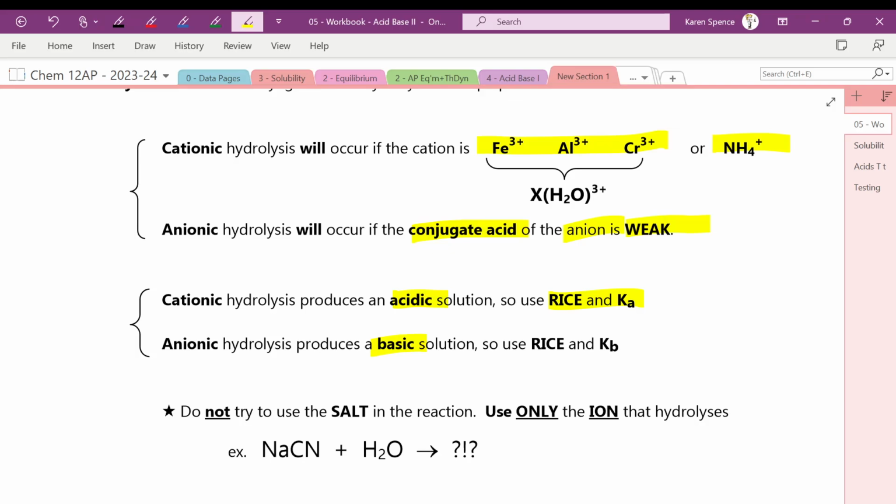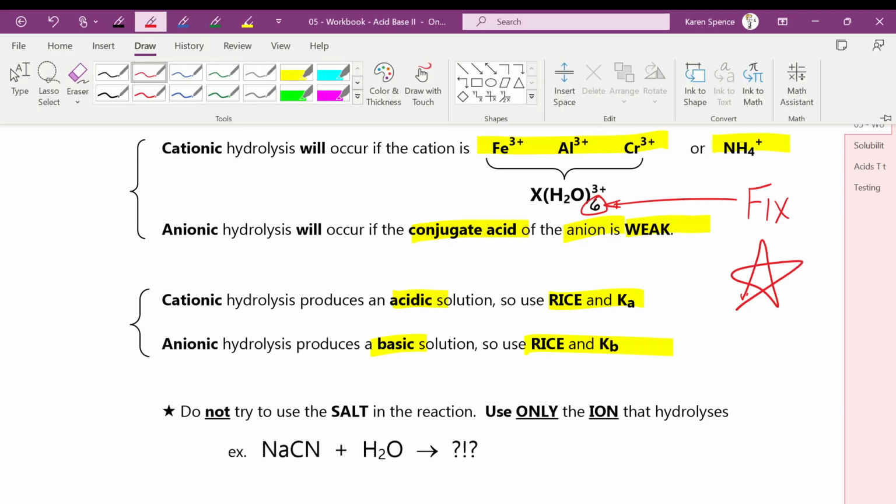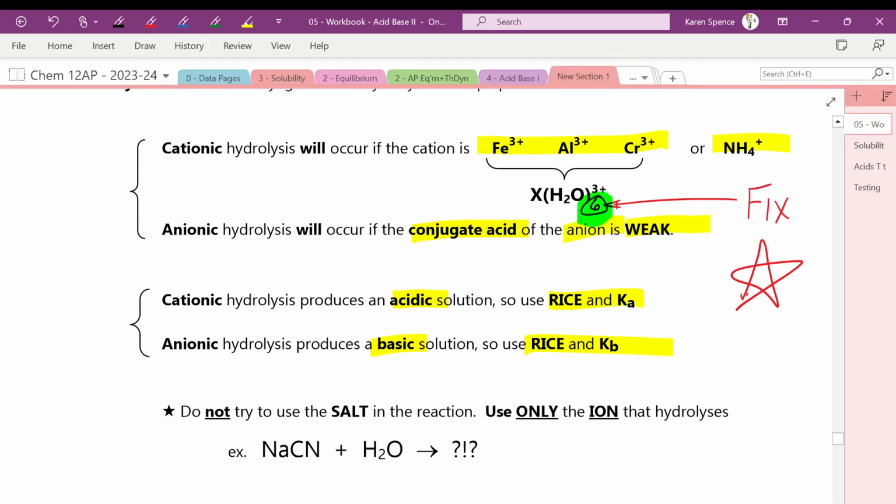Can we just write it like that, or is it just the one H2O, or do we need to say... Oh, 6. Thank you. Did you guys catch this fix? We need a 6 down there, okay?